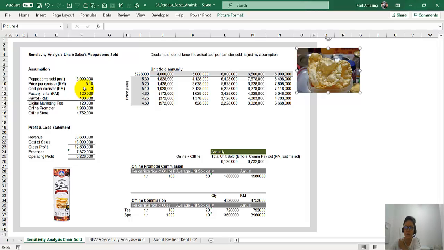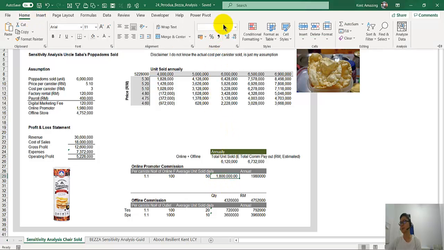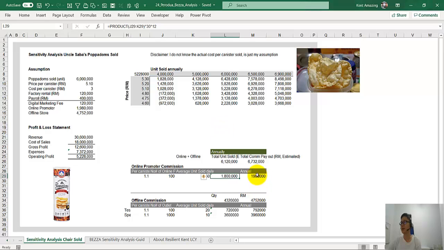The cost of making it, the ingredients, is say 3 ringgit per canister, including the packaging, and then another additional 1.10 ringgit is for the promoter. They recruited hundreds of online promoters, and each of them sells 50 canisters per day. So annually, it's 1 million units and so on. So in terms of units, it is that, and then the annual is this one.